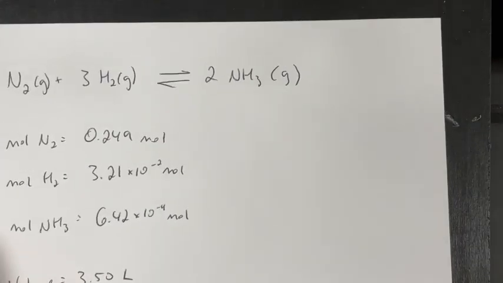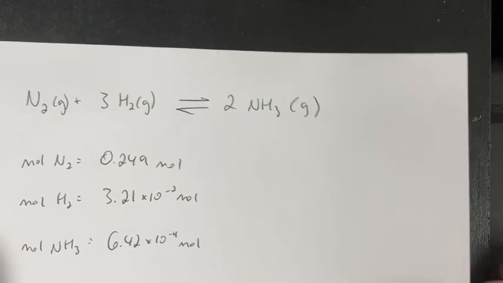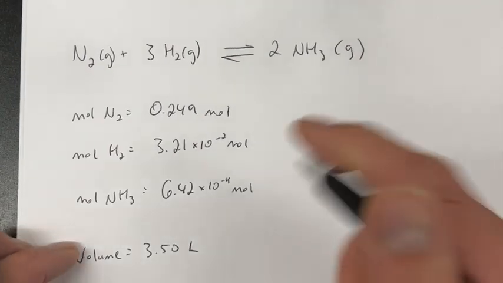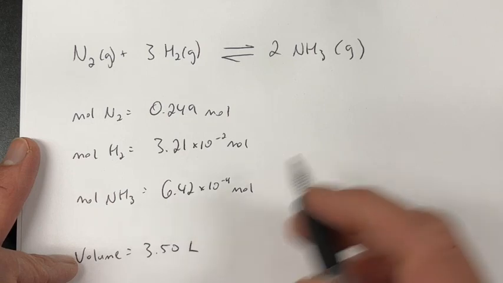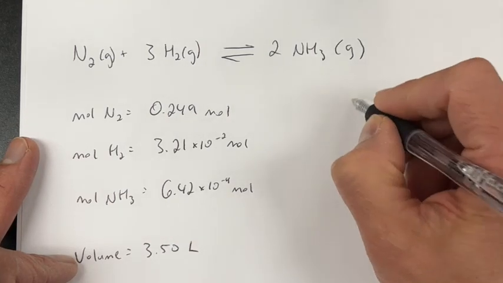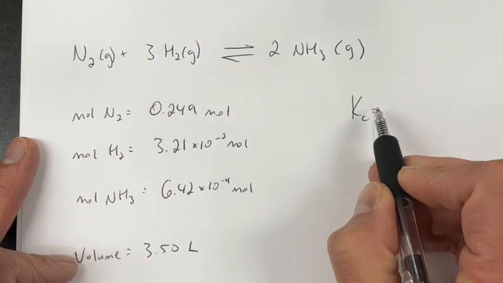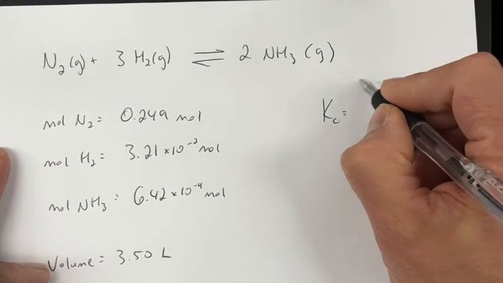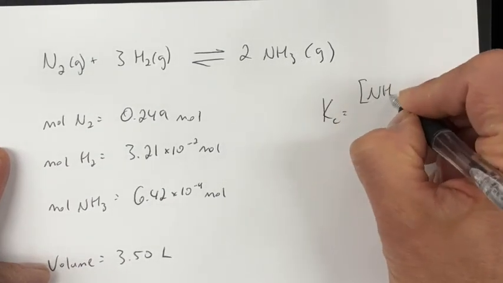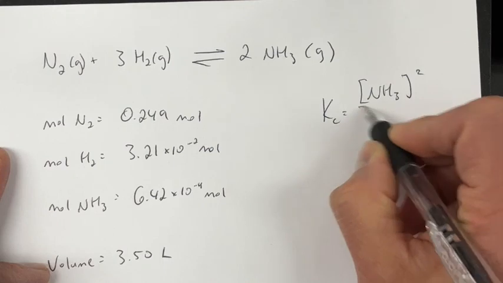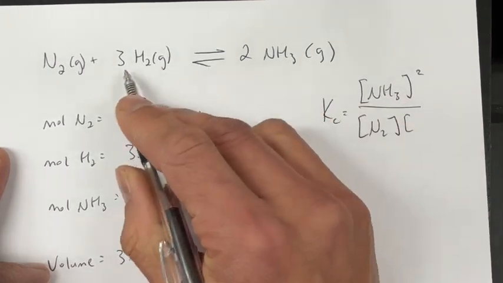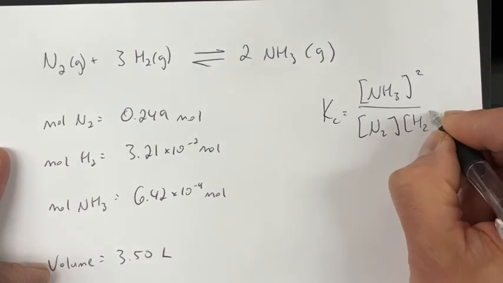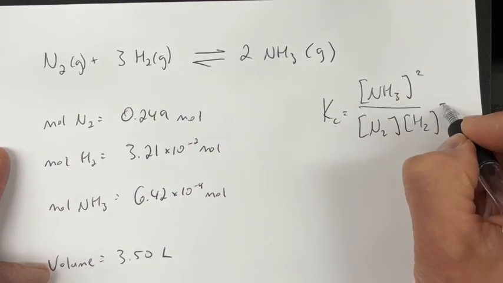So I have written out here the conditions. We start off with different moles of everything, and I have a volume. And if you remember, Kc is using concentrations of things. So I have concentration of NH3 all over concentration of N2, and then H2 raised to the third power.